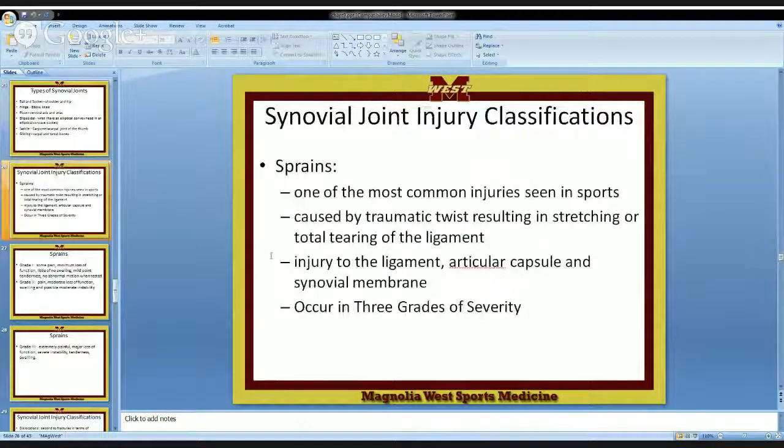All right, slide number 26. Let's go here. Slide 26 is asking: an injury to a ligament, articular cartilage, and synovial membrane is going to be a sprain. A sprain occurs in 3 different grades of severity. We'll get to that here in just a bit.